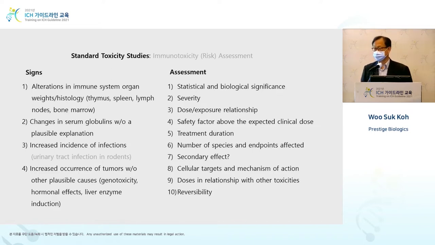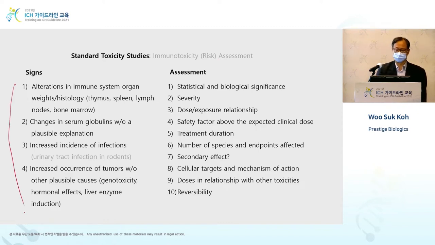From the perspective of GMP, all of the decisions must be made based upon risk assessment. Risk assessment is applied not only for GMP, but also for GLP and toxicity. It is one of the most important tools for interpretation of the test results and making a decision. As a tool, how do we evaluate immunotoxicity?